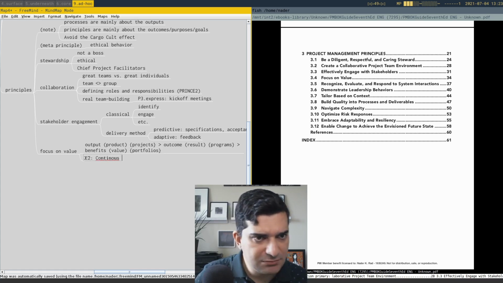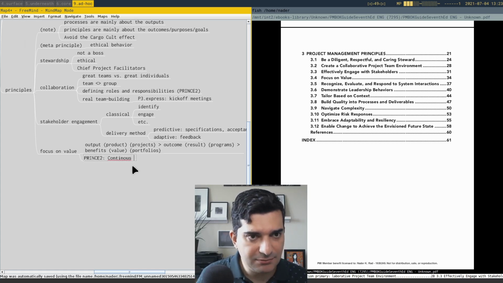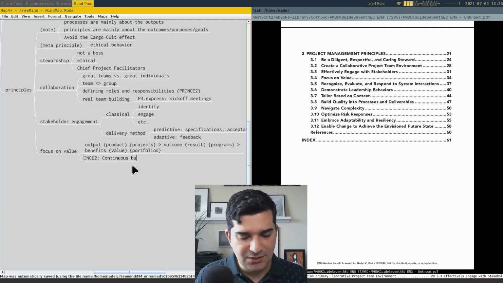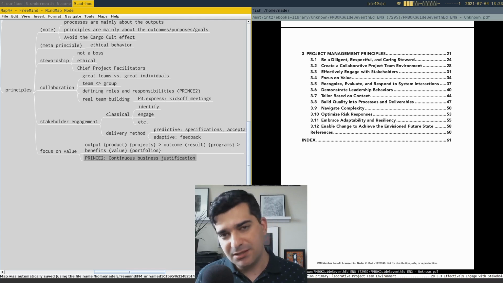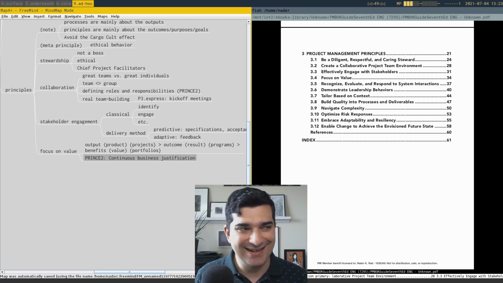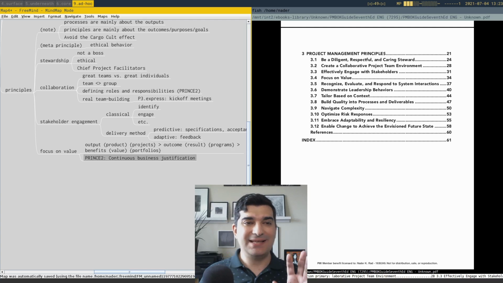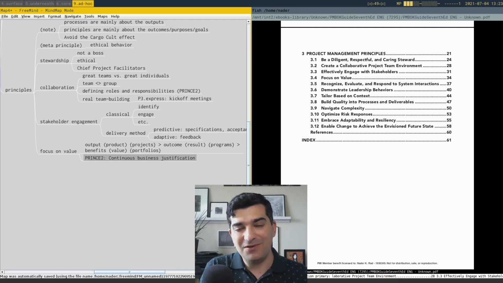continuous business justification. It's more like that. Not entirely, but partially at least. That's the part that applies to every type of project.